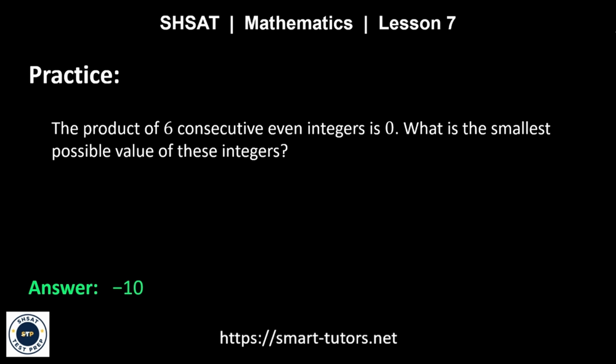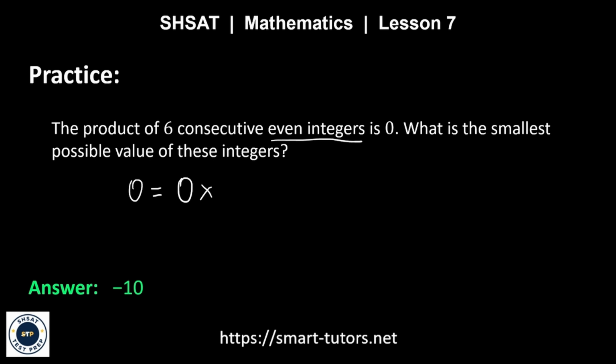Take a moment and pause the video to see if you can get this answer for this question. So this question asks, the product of 6 consecutive even integers is 0. What is the smallest possible value of these integers? So since the product must be 0, any number multiplied by 0 will give us a 0. So no matter what the other numbers are, it's still going to be 0. So now we have to figure out the other numbers that are consecutive even numbers.